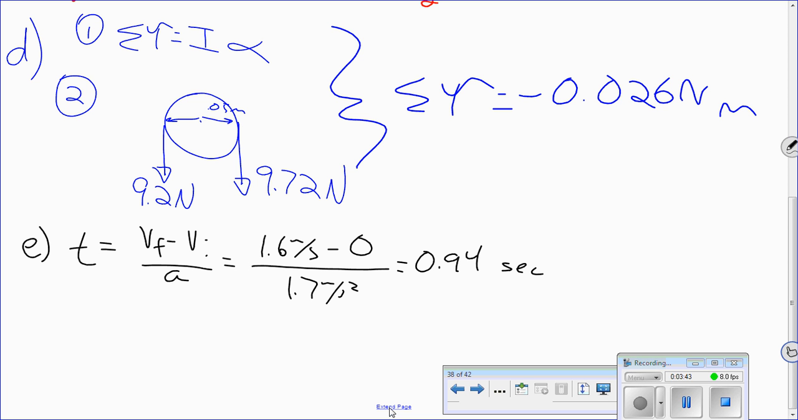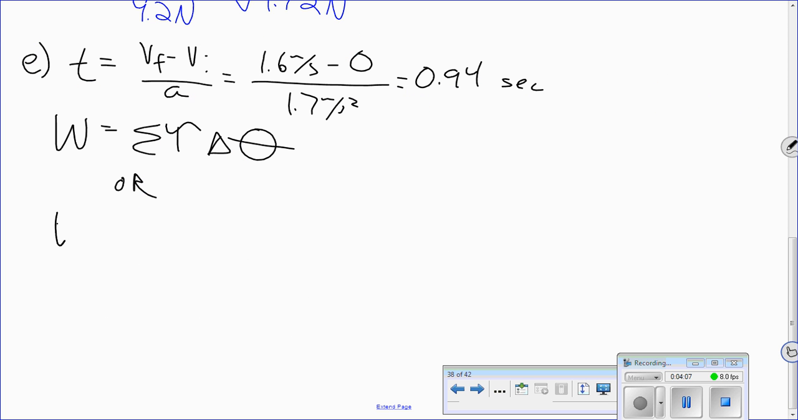Now we just need to find the work. There are a couple ways you can do it. You can do what Patrick said, find the change in rotational kinetic energy. You can also, remember, find your work by doing net torque times change in theta. Either one of those works. Follow? I ended up doing it just using the change in RKE.